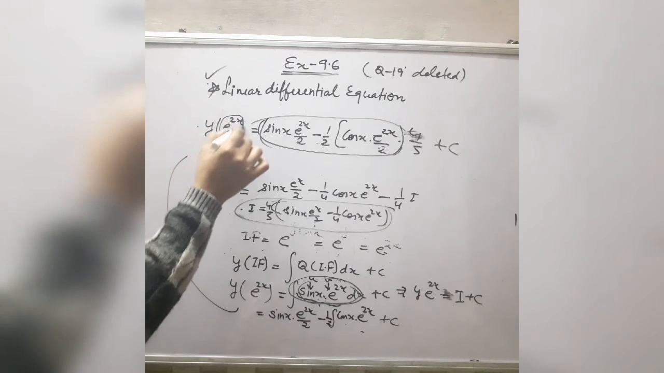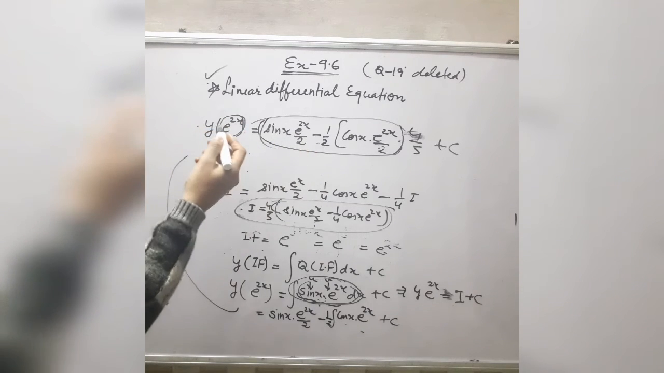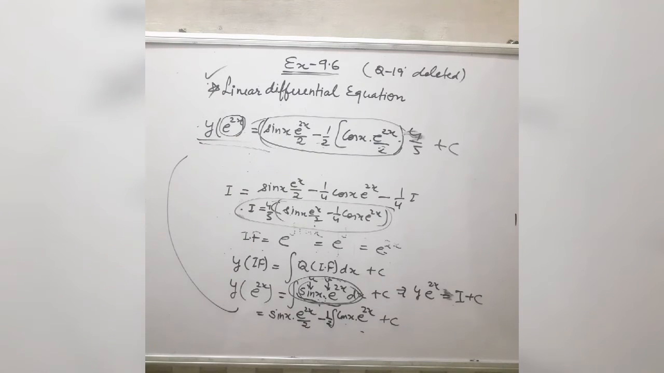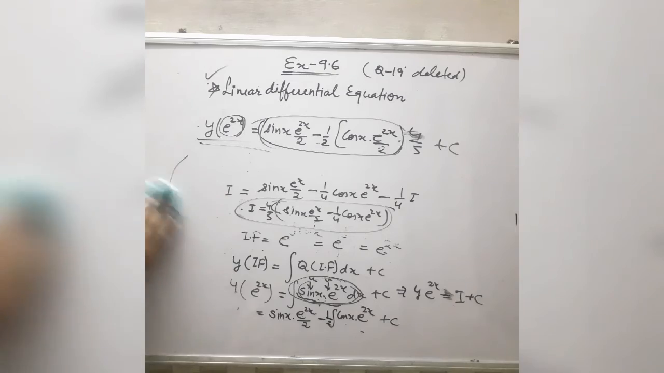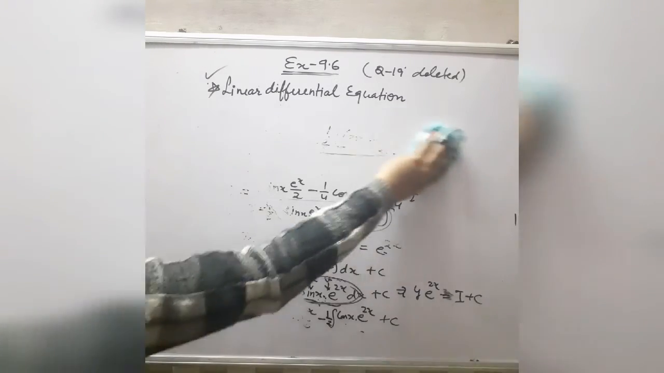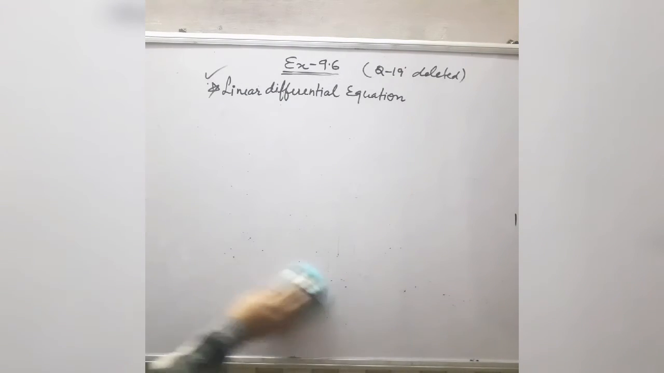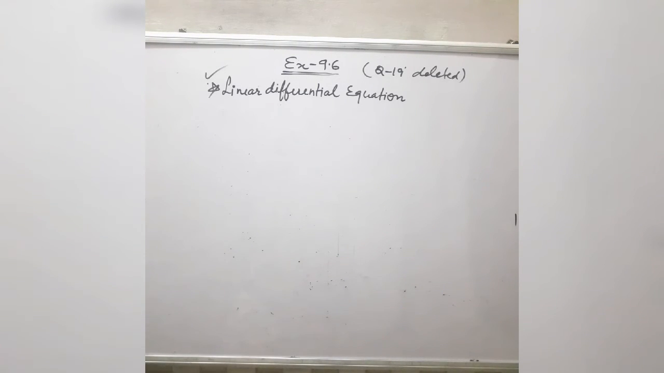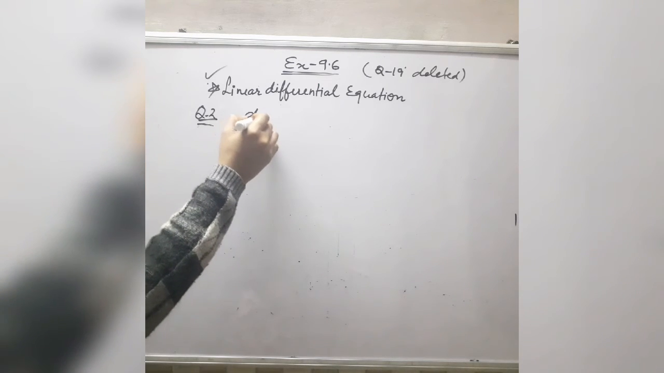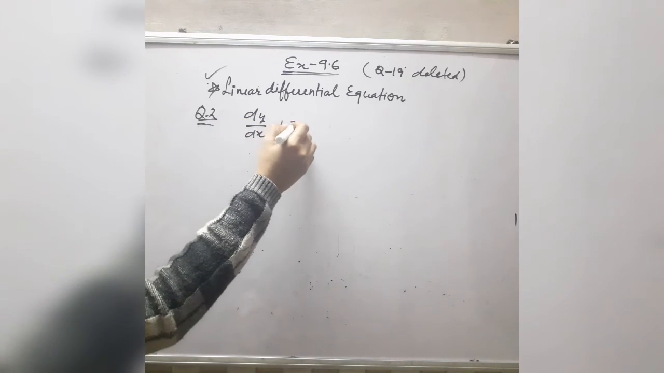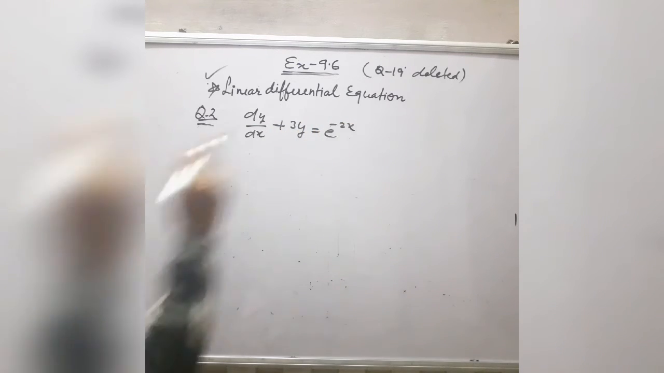If you want, you can shift this e raised to power 2x on that side. Otherwise you can give this complete result as a solution of the given differential equation. So this is question number 1. Now see the second question of this exercise. In question number 2, the given differential equation is dy by dx plus 3y is equal to e raised to power minus 2x.